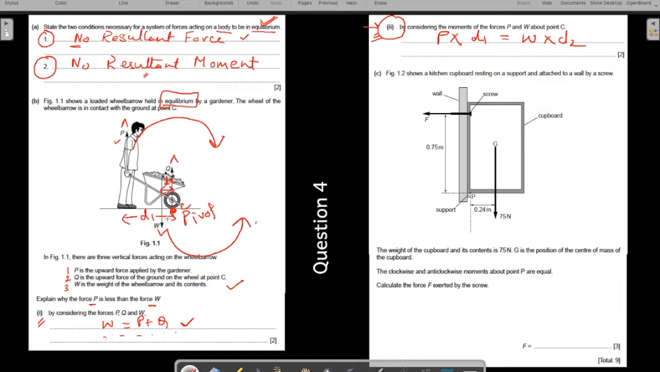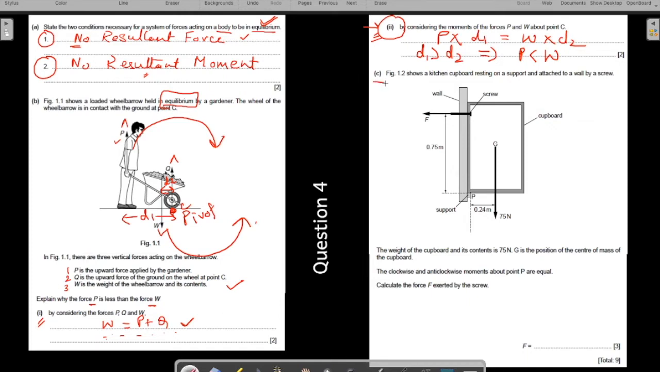P is at a greater distance as compared to W, which is at a lesser distance from the pivot. So if D1 is greater than D2, this implies that P has to be less than W. So what do you understand? A smaller force has to be applied at a greater distance to keep the moments balanced. Why? Because the bigger force is applied at a smaller distance. This is your basic understanding from the moments.